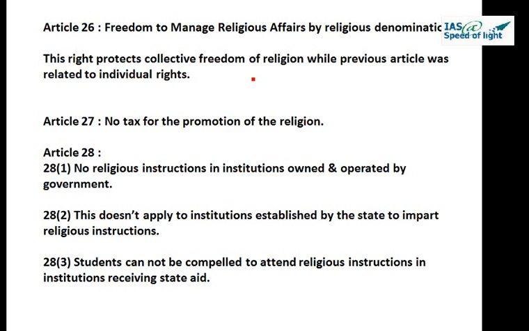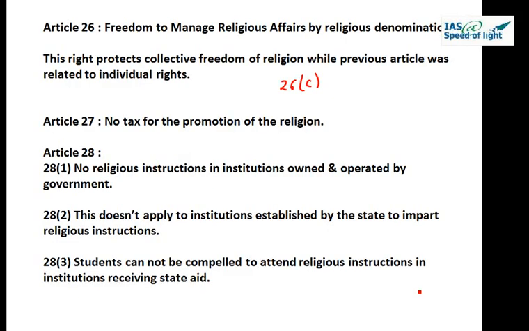Okay, so they have the right to establish and maintain institutions for religious and charitable purposes. Second, to manage its own affairs in matters of religion. C, to own and acquire movable and immovable property. So now this is an interesting article, article number 26 part C, which gives the right to property explicitly to the religious denominations, that they have the right to own and acquire movable or immovable property. Part D, it is to administer such property in accordance with law. So this right is very clear.